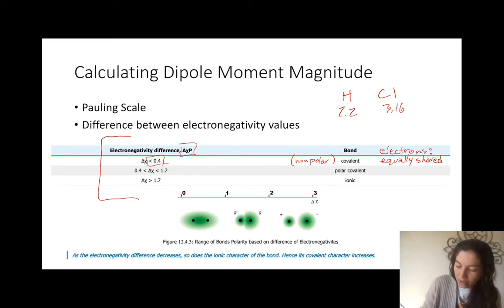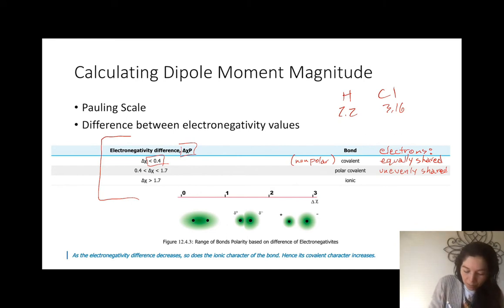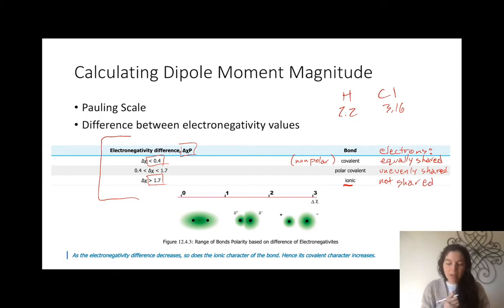And this is where your electrons are unevenly shared. So one atom is hogging them more to itself than the other. And then when you're greater than this 1.7 value, we see an ionic bond where electrons are not shared at all. They are completely transferred over to the other atom.